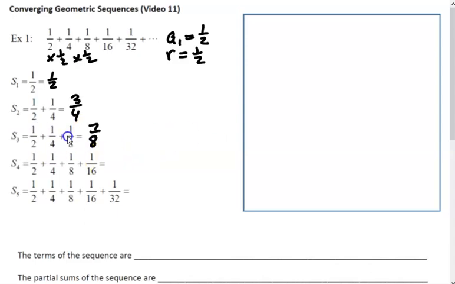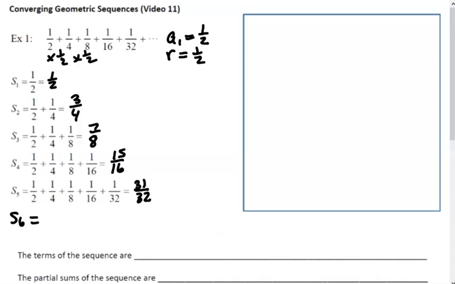Then I have 1/2 plus 1/4 plus 1/8 is 7/8, and I'm going to add 1/16 to it. Well, 7/8 is 14/16, and if I add 1/16, I get 15/16. So notice in each one of these sums, the numerator is just one less than the denominator. And that pattern will continue because when I add up the first four terms, I got 15/16, which is the same as 30/32, and I add 1/32, and I'm going to get 31/32.